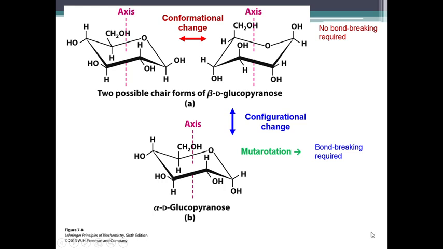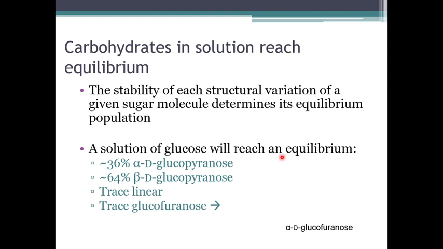Carbohydrates in solution reach equilibrium. The stability of each structural variation of a given sugar molecule determines its equilibrium population. What does it mean? A solution of glucose will reach an equilibrium in such a way that about 36% is alpha D-glucopyranose and about 64% is beta D-glucopyranose. There is a very trace amount of linear form and a very trace amount of glucofuranose, the 5-membered ring, present in a solution of glucose at equilibrium. The ring form exists in equilibrium with the open chain form, as I said before. All monosaccharides are thus reducing sugars.